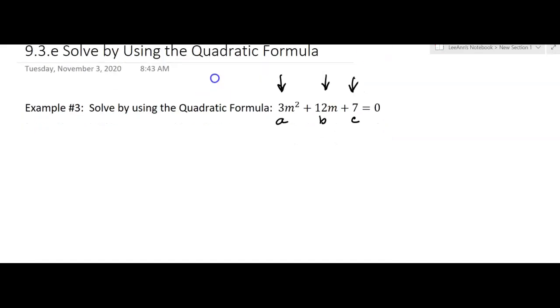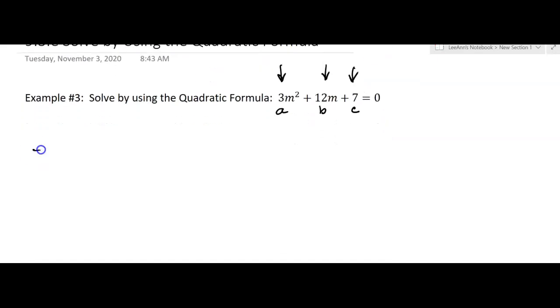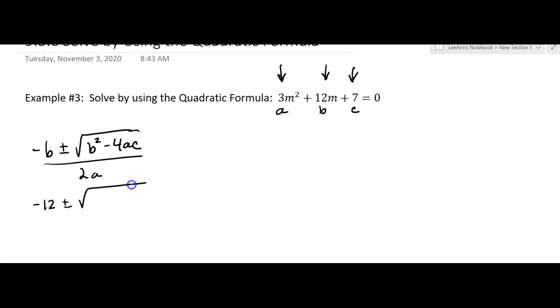So we find our formula. Like I said, I always write it down. There it is. And then I'm going to put in A, B, and C. So the opposite of 12 plus or minus the square root of 12 squared minus 4 times 3 times 7 all over 2 times 3.